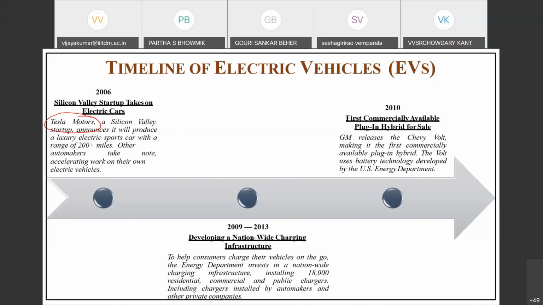Even with the Paris Agreement, they want to reduce pollution, that means carbon emission. For that, they are looking for alternative fuels, and in transportation also, people are coming up with electric vehicles. In 2010, GM released plug-in hybrid vehicles commercially. 2010 is when commercial electric vehicles came to the market.